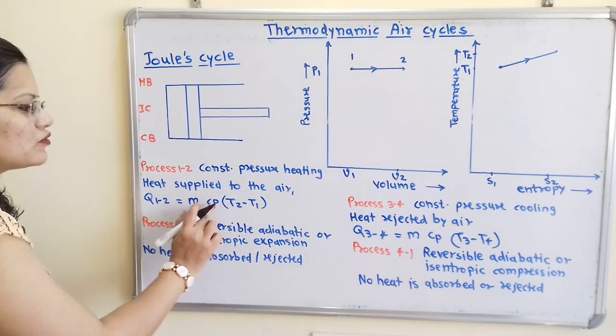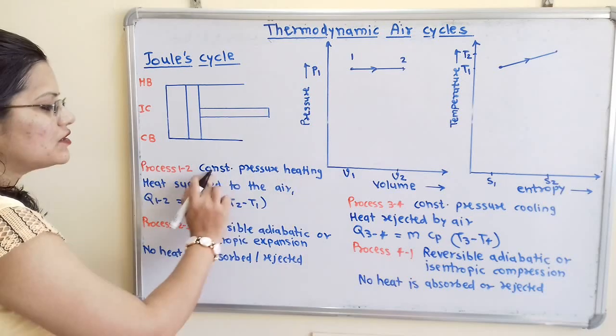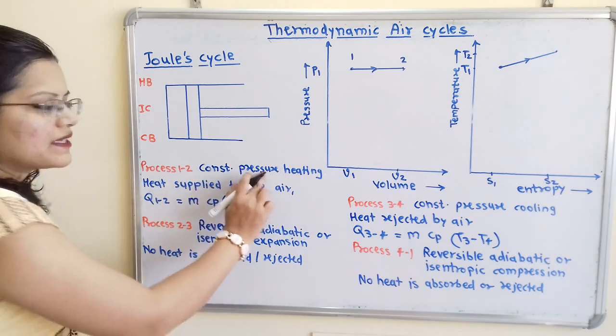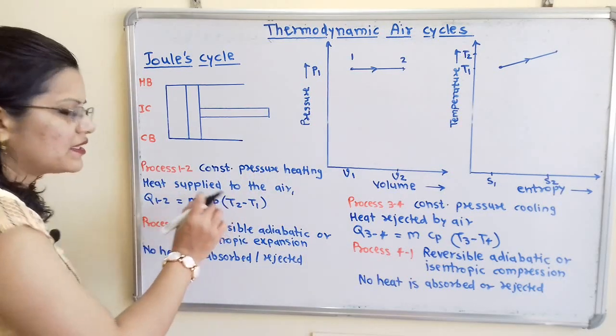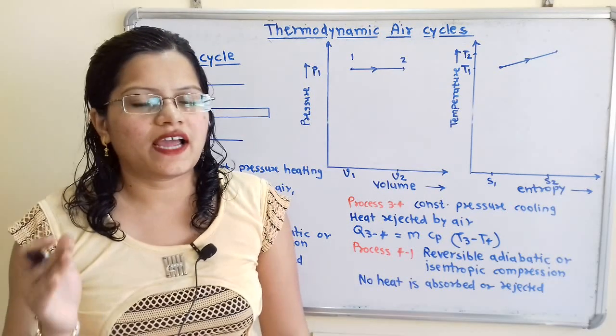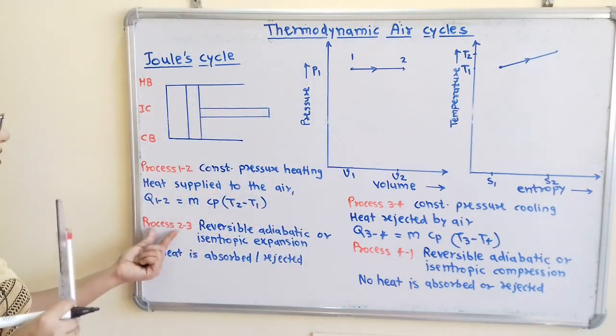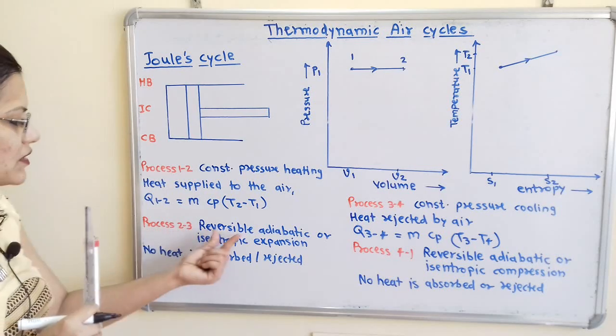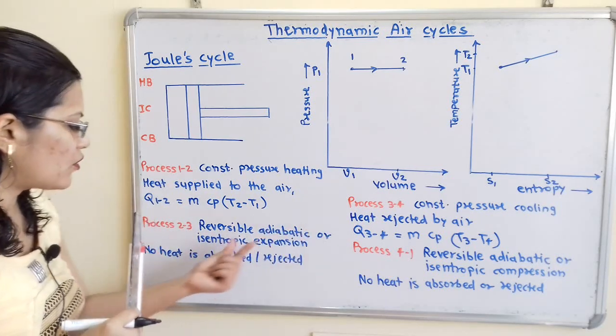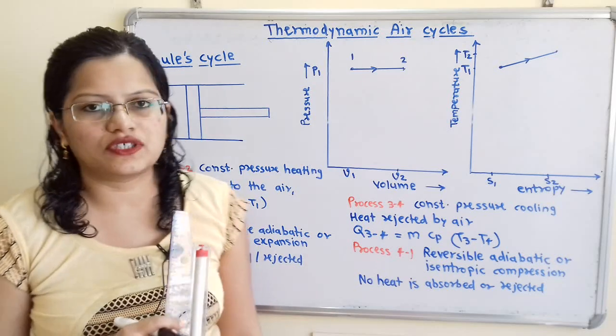So why is Cp used? Because this process is taking place at constant pressure. So Cp is the specific heat at constant pressure. Now we will move to the next process. The next process is reversible adiabatic or isentropic expansion.